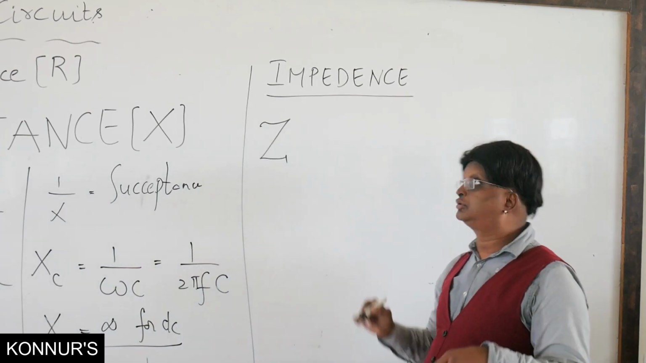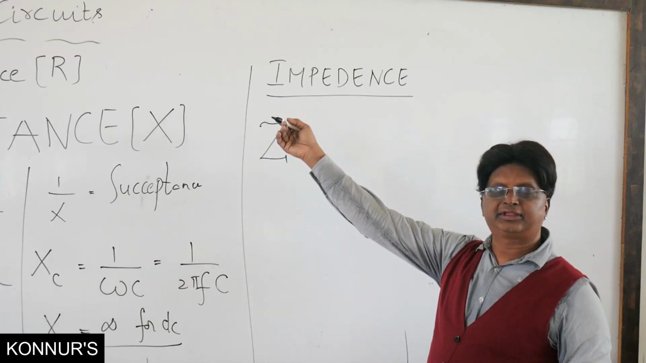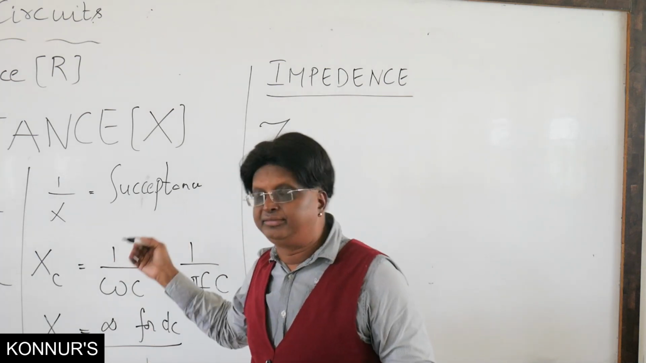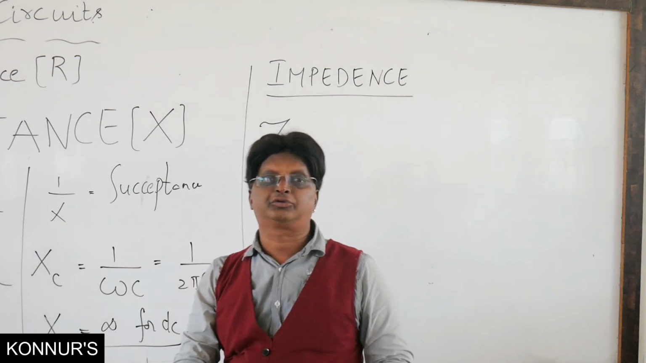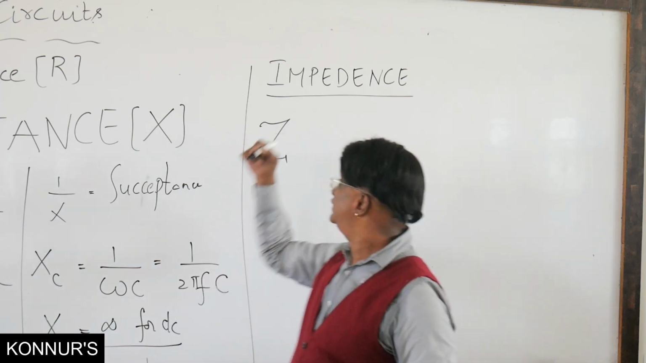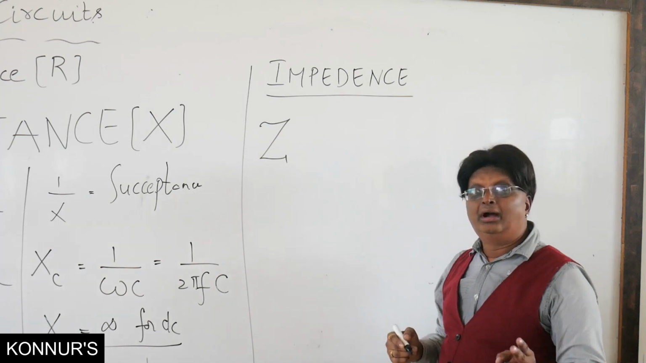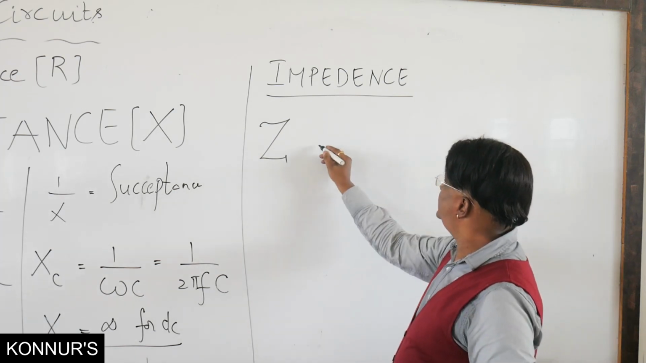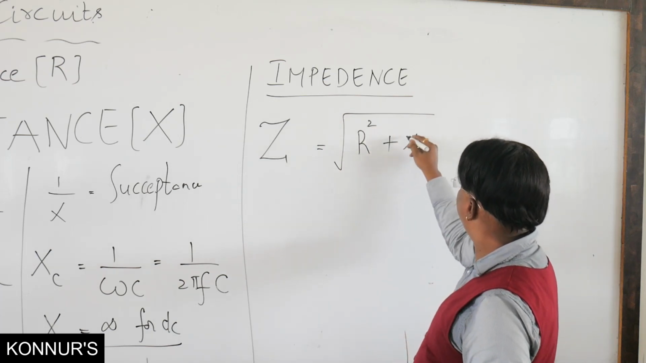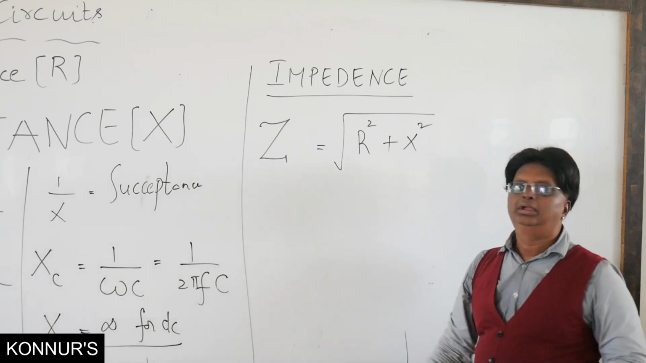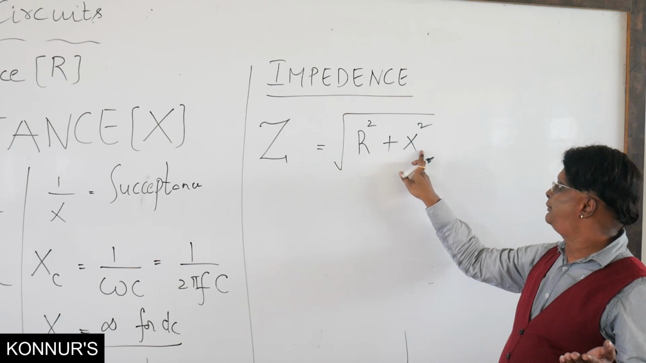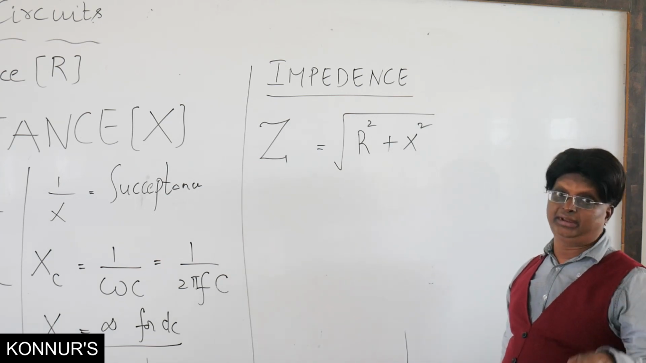The reciprocal of resistance is conductance. For reactance, the reciprocal is susceptance. For impedance, the reciprocal, 1 by Z, is called admittance. Now, impedance is given by under root R square plus X square. R is the total resistance in the circuit and the capital X is the effective reactance.